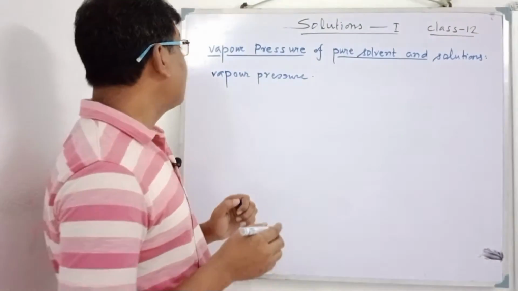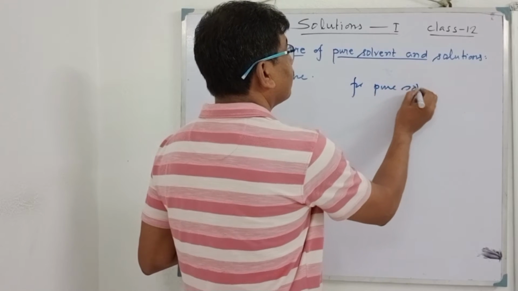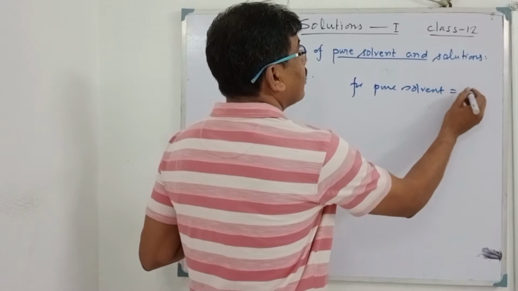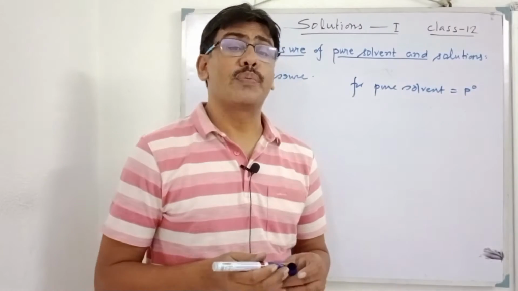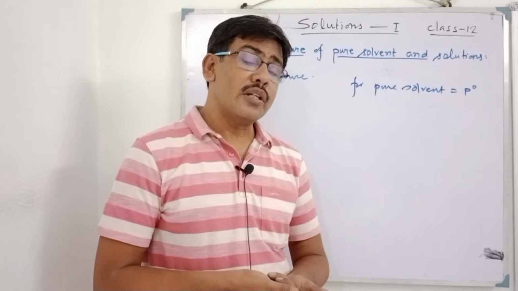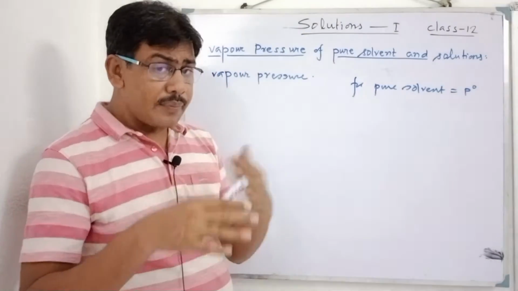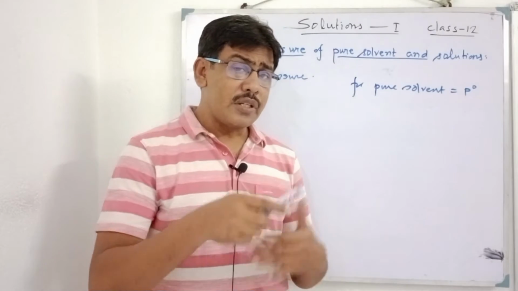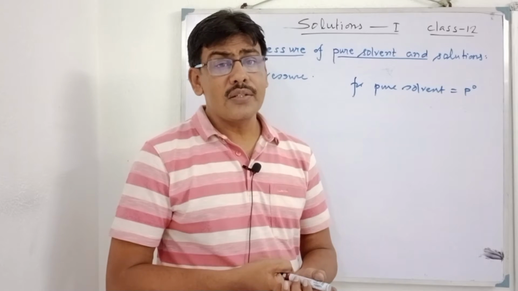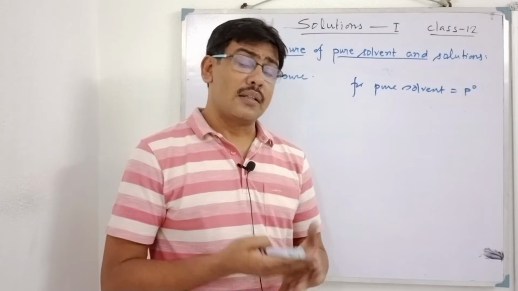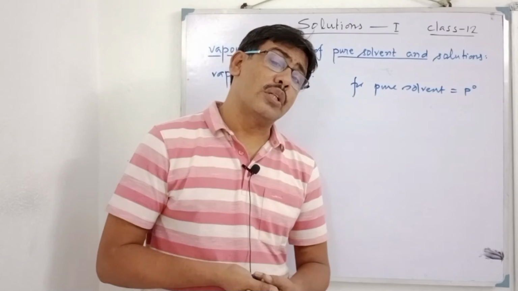The vapor pressure of pure solvent is written as P naught, the pressure of pure solvent. If you add some solid particles in a pure solvent at certain temperature, the vapor pressure decreases. This is because the surface of the solution is occupied by fewer solvent molecules, and thus the rate of evaporation is low. If the evaporation is low, then the vapor pressure is low.